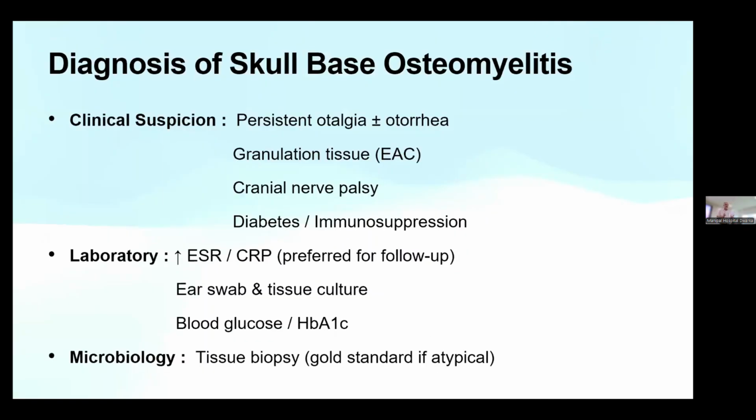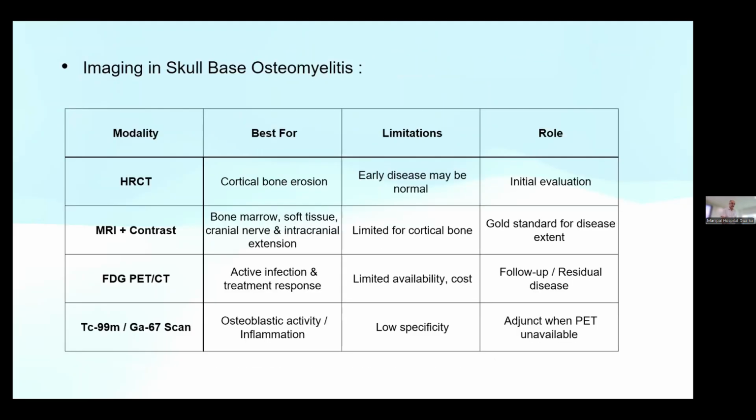So as I said, persisting discharge with pain, granulations in the canal, lower cranial palsies. Then in the lab workup, ESR is raised. CRP and ESR are better markers for follow-up. We must take an ear swab. If there are granulations, they can be sent for tissue culture, but that is more to rule out a malignancy. Then HbA1c. Gold standard is tissue diagnosis.